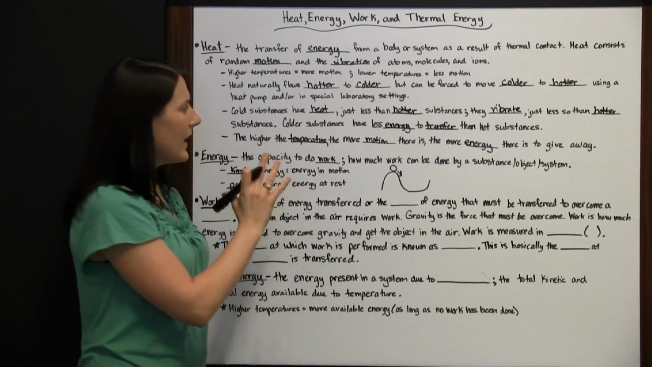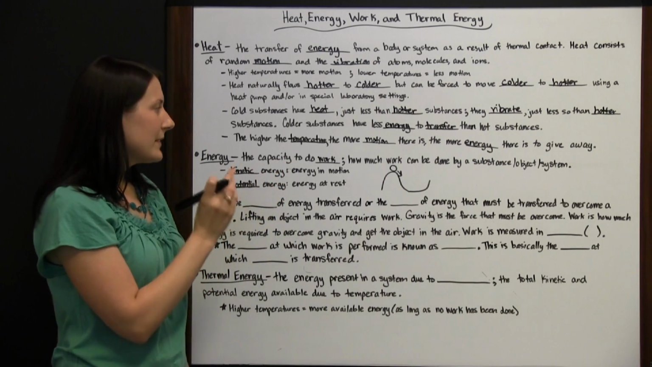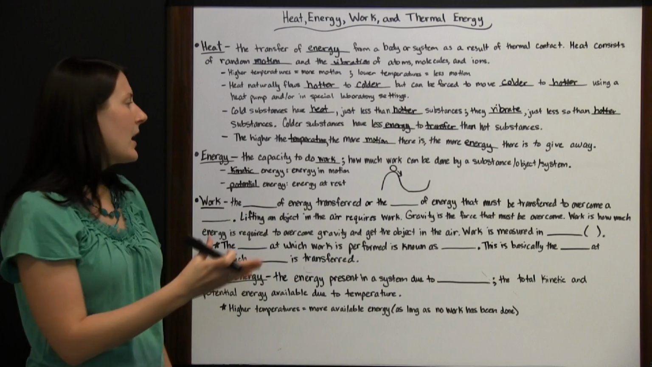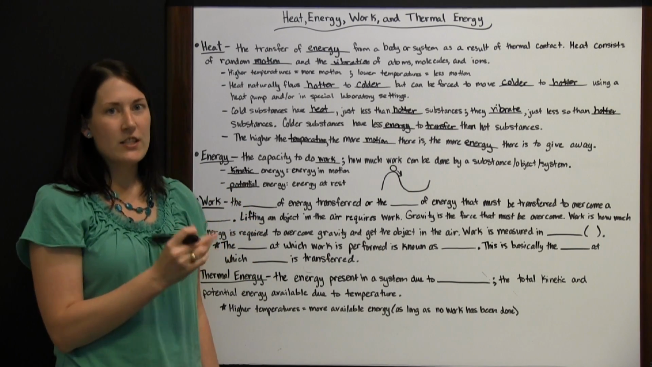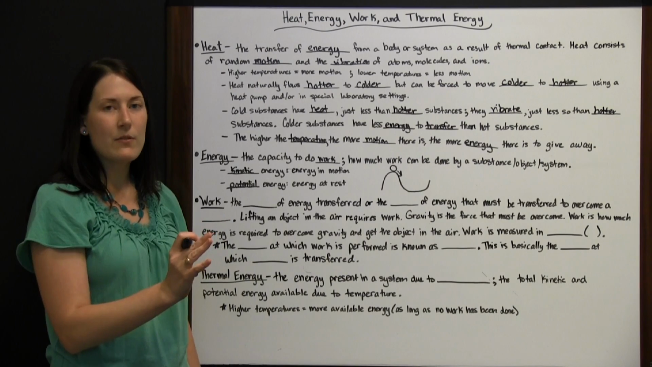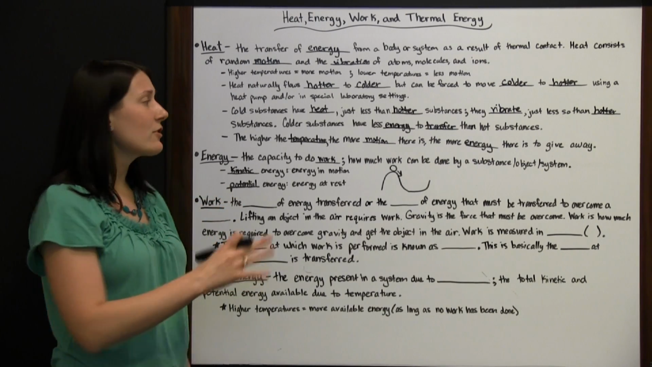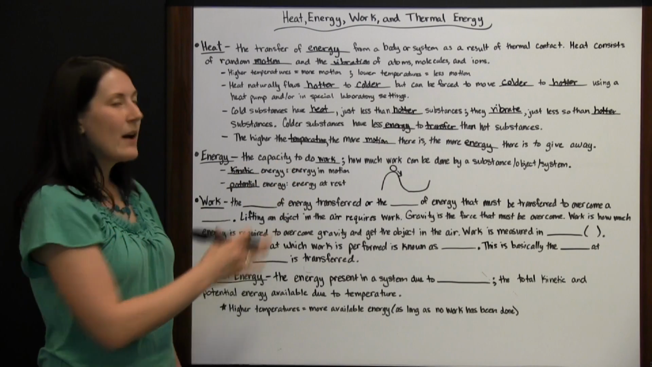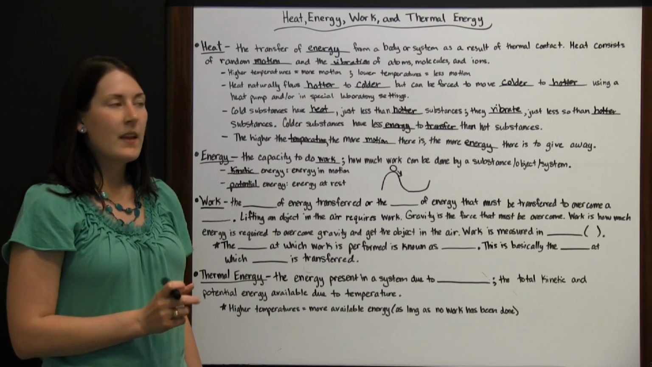So energy is how much work can be done by a substance, object, or system, but it is always changing. So it's hard to nail down that exact capacity because different environmental factors, different physical factors are all going to weigh in on this capacity, this amount of work that could be done.